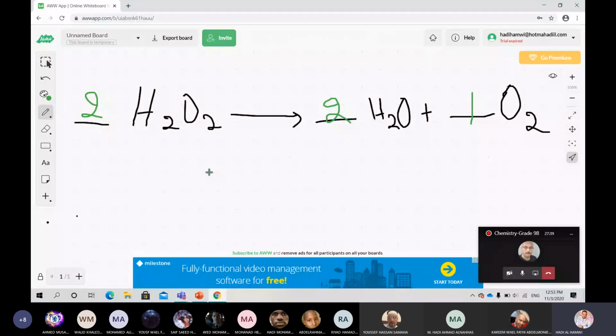Great. Very good. So 2 times 2, 4. Here you have 2 times 2, 4. The hydrogen is balanced. We have 4 oxygen atoms. Here you have 2 times 1 and 1 times 2, so it's 4. So here we have 4 oxygen and 4 oxygen here. Now it's balanced.